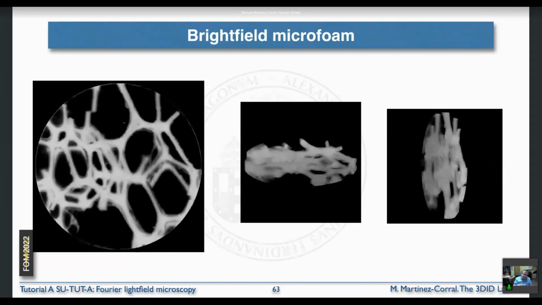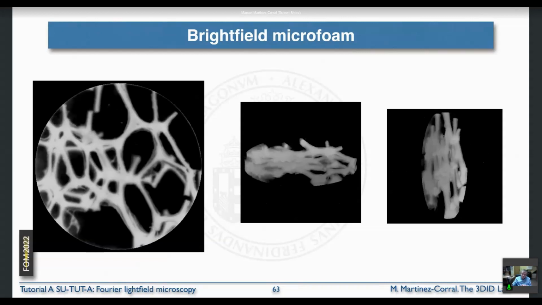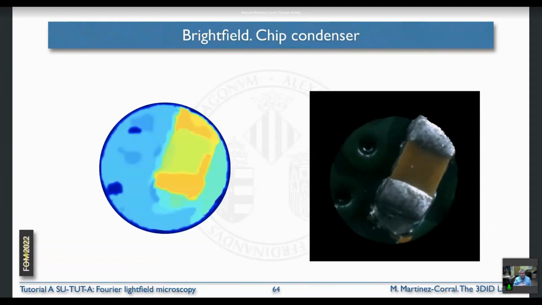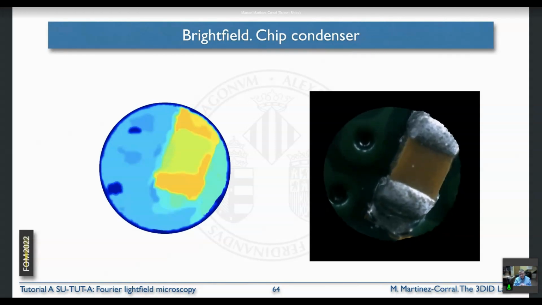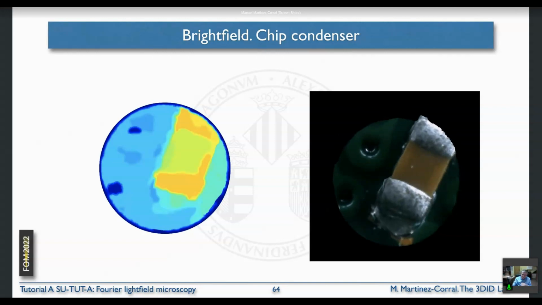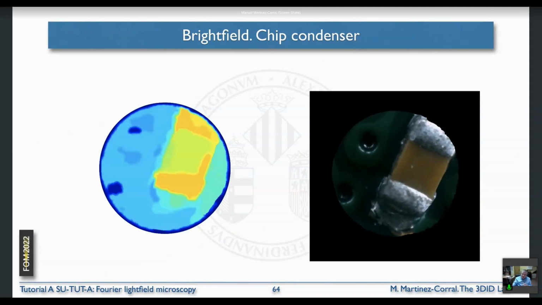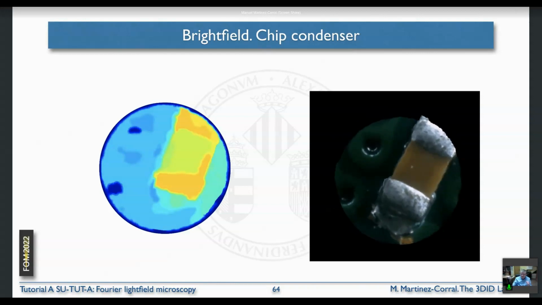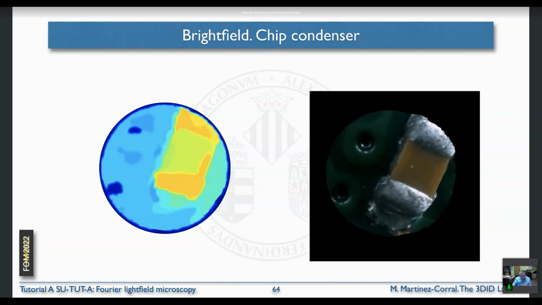This is a bright field image of microfoam. This is bright field also with a chip condenser. Naturally, here nothing is moving, so time is stopped. This is not dynamic.